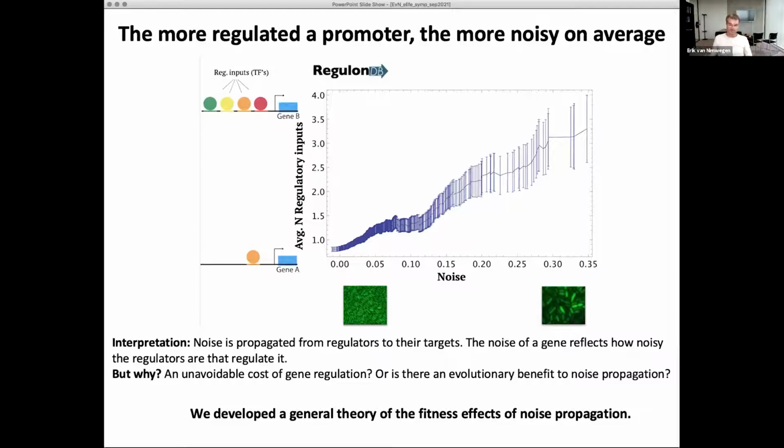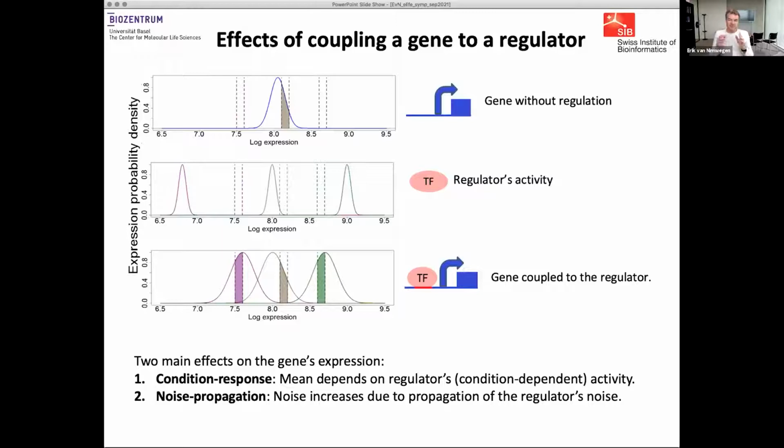Now, this raises the next question. Why is it like that? Is it that this is just an unavoidable cost of gene regulation and that cells don't like this noise, but they just cannot avoid it? Or is there maybe an evolutionary benefit to this noise propagation? So to look at that, we developed a general theory of how this noise propagation affects fitness of genes that are asked to do certain gene regulation. So to give you a flavor of this theory, this cartoon tries to show you what happens when you couple a gene to a regulator.